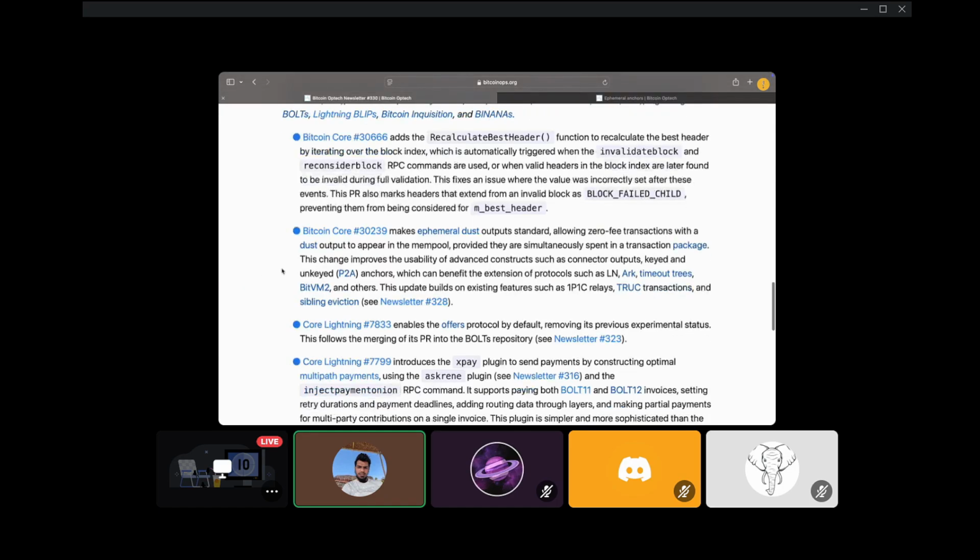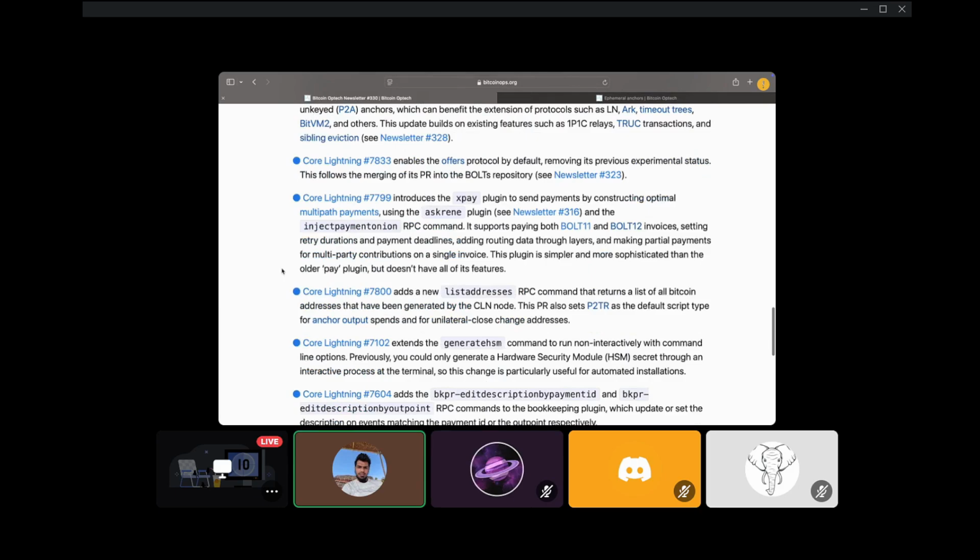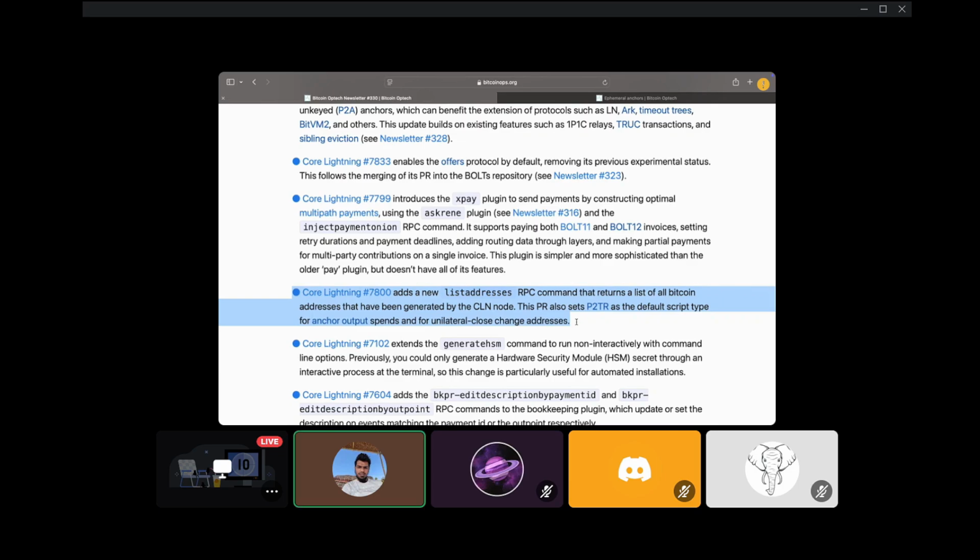Let us look at one Lightning PR as well. Core Lightning 7800 adds a new listaddresses RPC command that returns a list of all Bitcoin addresses that have been generated by the CLN node. This PR also sets P2TR as the default script type for anchor output spends and for unilateral close change addresses. So you now have a new RPC, listaddresses. If you're a Core Lightning user, what does this RPC command do? It does nothing but return you the list of all the Bitcoin addresses that have been generated by the CLN node. Pretty straightforward.